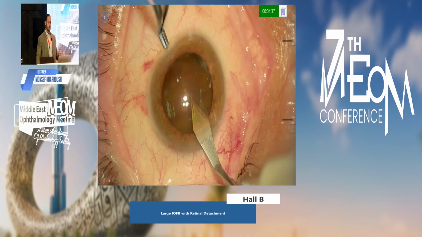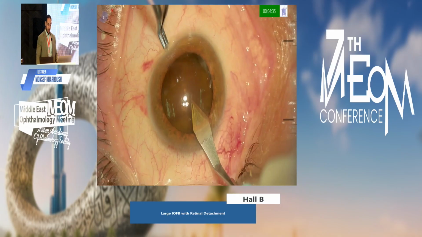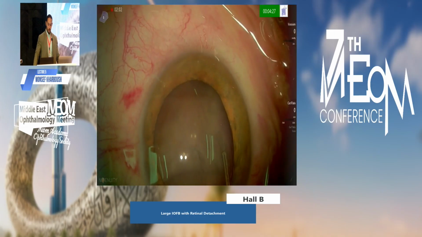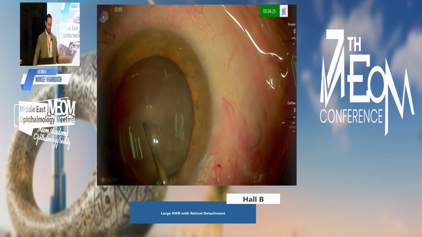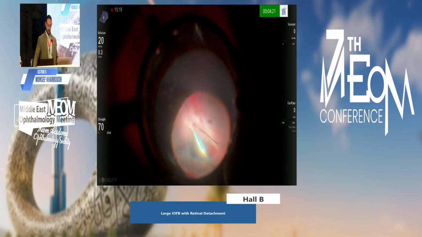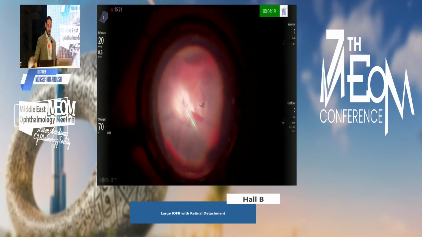So our decision was to go for phaco-vitrectomy in order to extract this large foreign body, which was expected to be large because of the extent of the scleral rupture. So we start by doing phaco. His lens was clear, and we managed to do phaco successfully, and we opened the posterior capsule with the cutter.